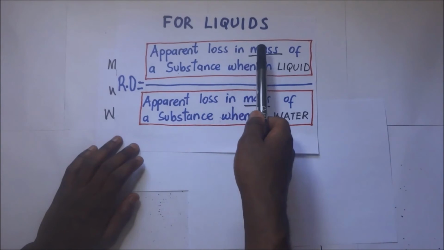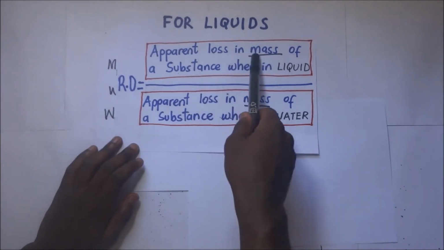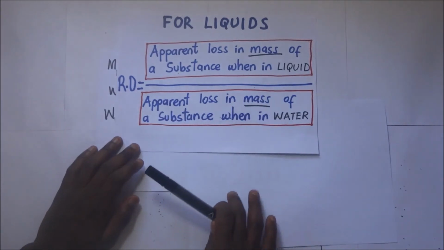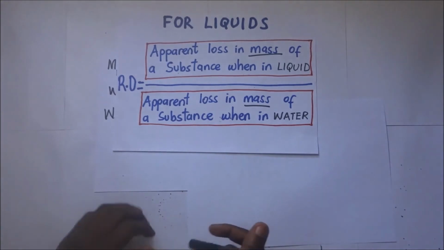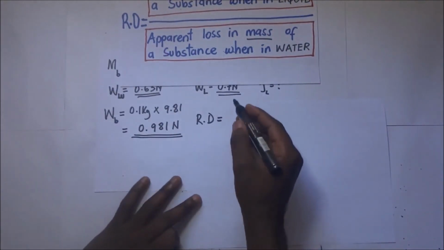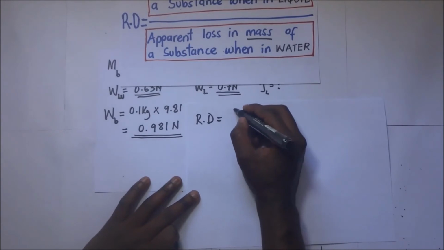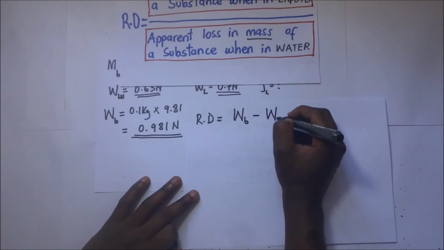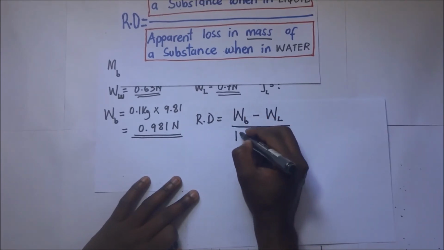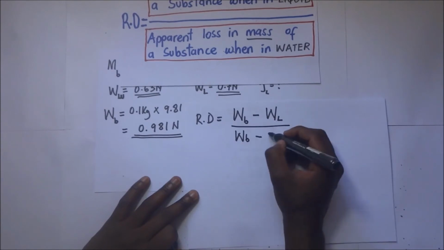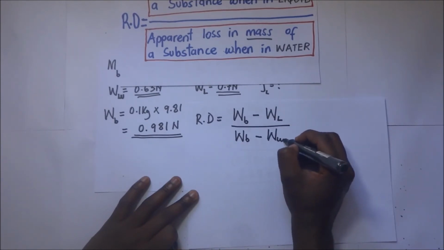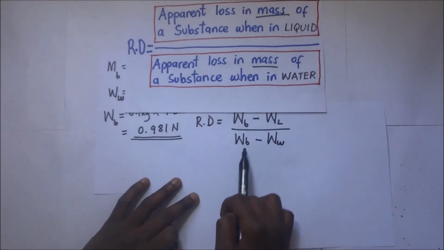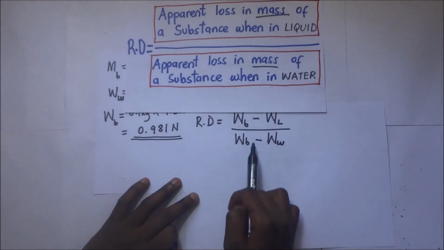From our previous session, this is the formula we quoted. Apparent loss of mass. In this case, since the question says weight, we are going to say apparent loss in weight of the substance when in liquid, divide that by the apparent loss in weight of the substance when it is in water. So what is that apparent loss? So relative density is apparent loss of weight. Meaning we are going to get the weight of the block minus the weight of that block when it is in the liquid, divide that by the weight of the block minus the weight of that block when it is in water.